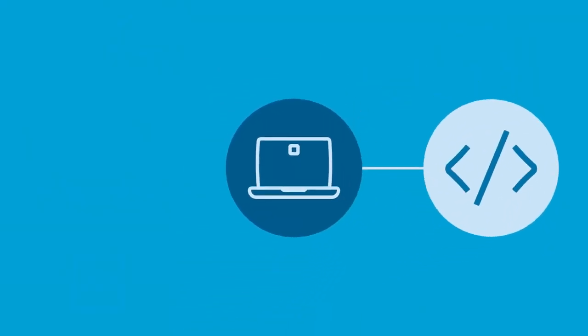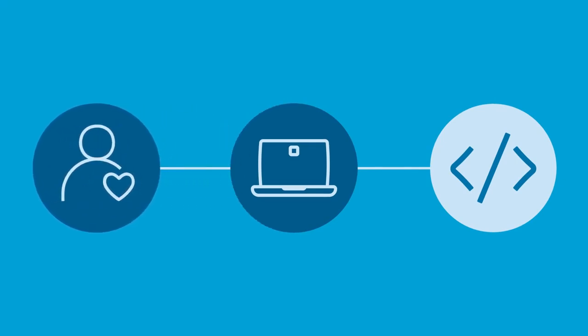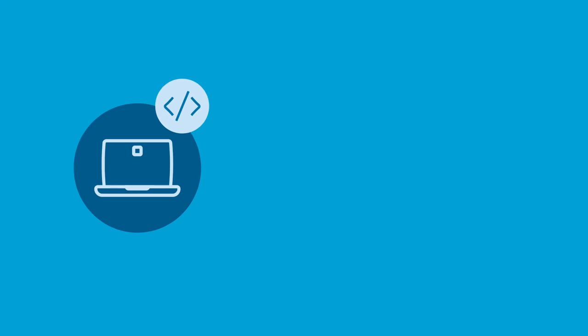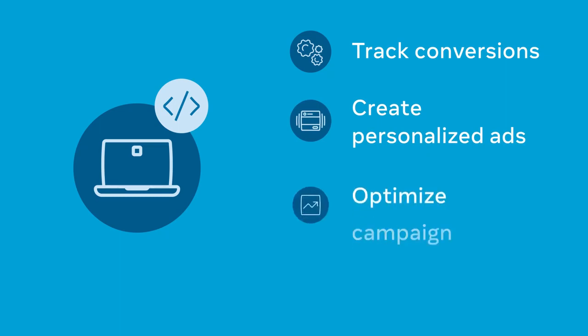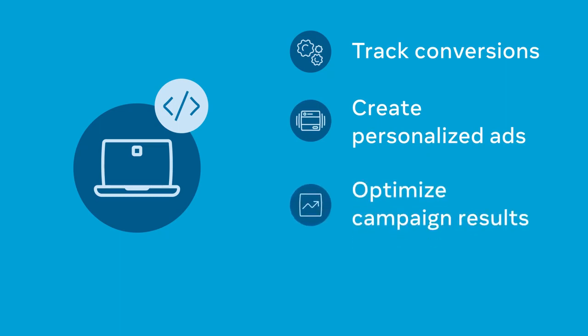The Facebook Pixel is a small piece of code that goes on your website and enables you to measure the effectiveness of your advertising. With the Pixel, you can track conversions from Facebook ads, create personalized ads, optimize campaign results, and find new people who will likely make a purchase or become a lead. In this video, we'll walk you through how to set up your Pixel and verify it's working.